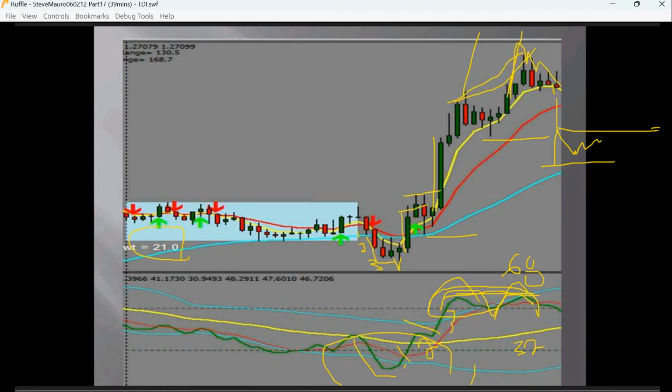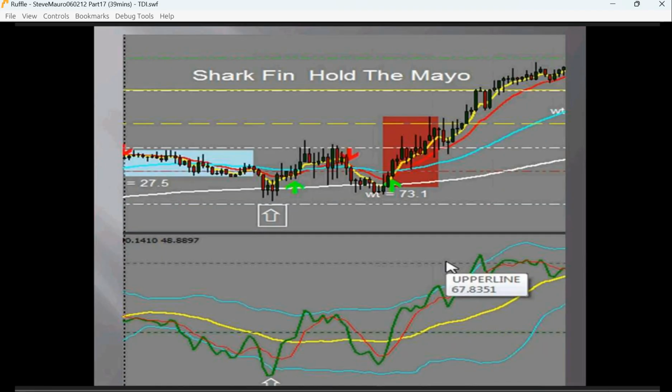Scaling or checking with TDI. How do I hit my checkpoints? Okay? You have your shark fin, hold the mayo. What happens here? The dealer has worked it towards the mayonnaise, right? It's not a sandwich. It's a pretty good trade. Shark fin, hold the mayo.